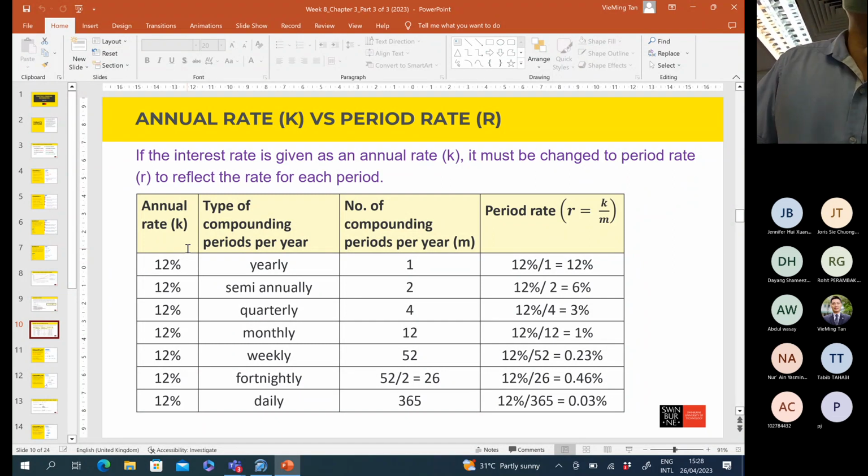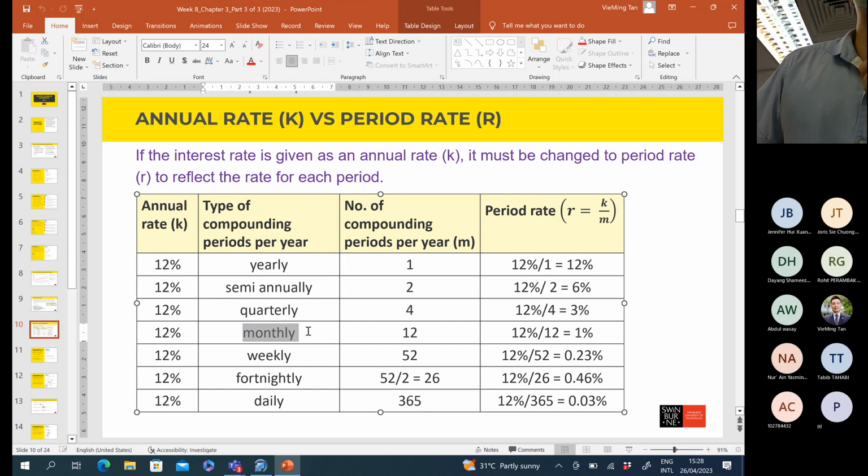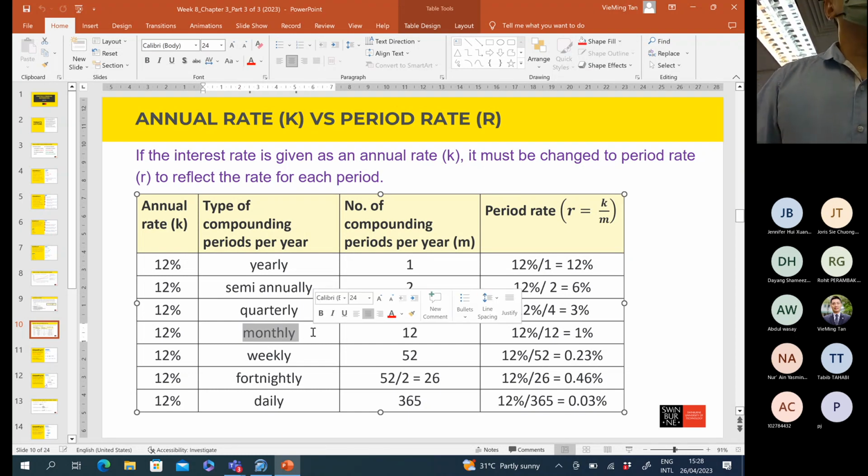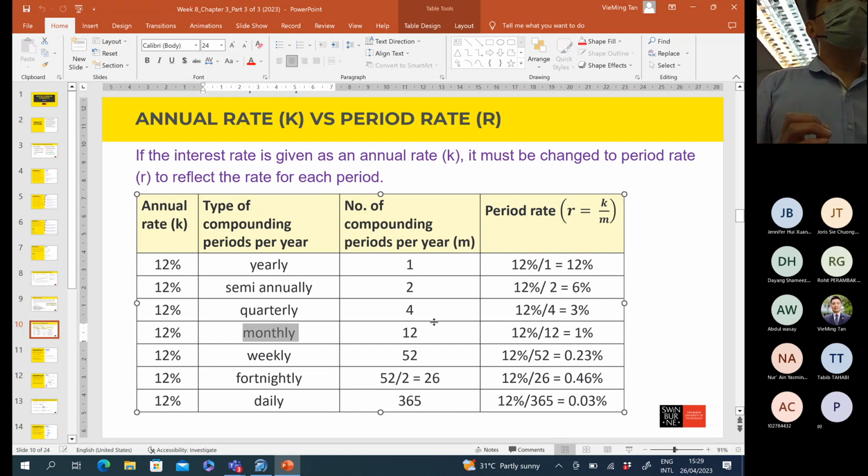How about if the interest is calculated monthly? Monthly means the interest will be given to the investor every month. So 1 year has how many months? 12 months. So M is equal to 12. Weekly, we have to assume for financial mathematics, 1 year has 52 weeks.